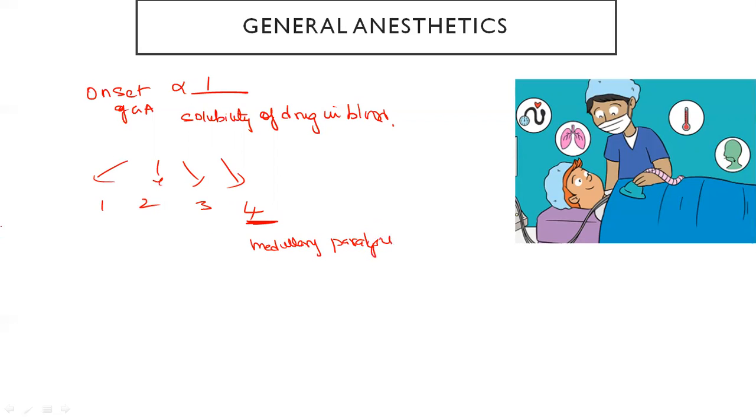Okay, stage 1 is the feel-good stage, where you can observe pain relief. Stage 2 is delirium. Stage 3 is the stage that we are looking for. It is the desirable stage where you obtain surgical anesthesia. All right, an example is halothane.